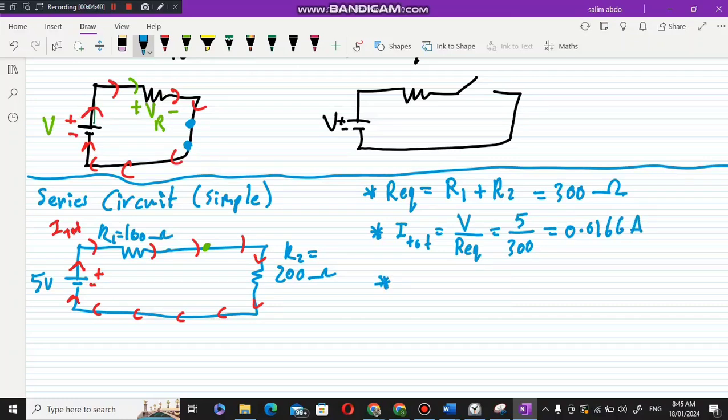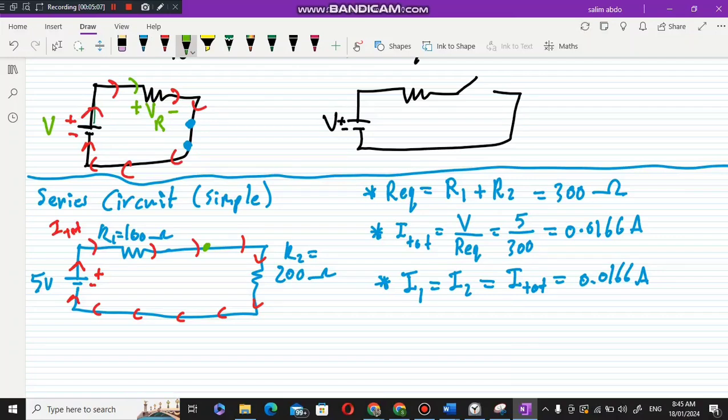Since the same current I total is passing through resistor 1 and 2, we say that the current on 1 is equal to the current on 2 and is equal to the total current, which is 0.0166 amperes. So this is another rule: they have the same current. Because the same current is passing through them, the current over here is equal to the current over here. However, now let's talk about voltages.